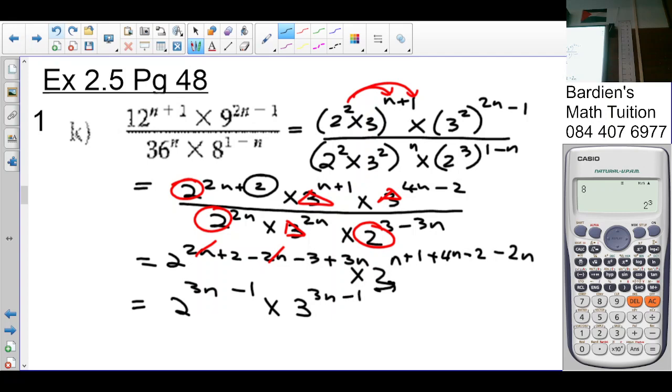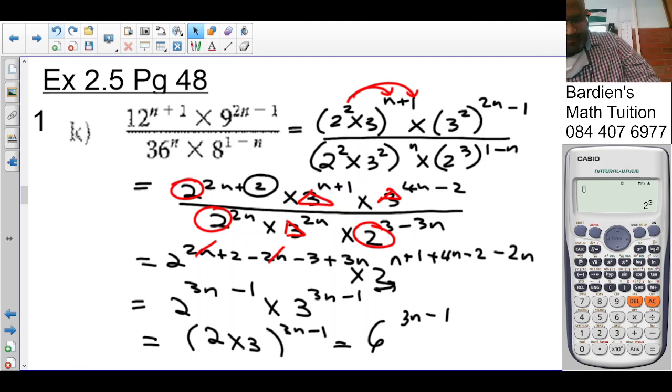What do you notice here? Exponents are the same. So I can bring the bases together. So this can be written as 2 times 3, 3n minus 1. And what's 2 times 3? 6. The 3n minus 1. Okay. So we already picked up the mistake there.